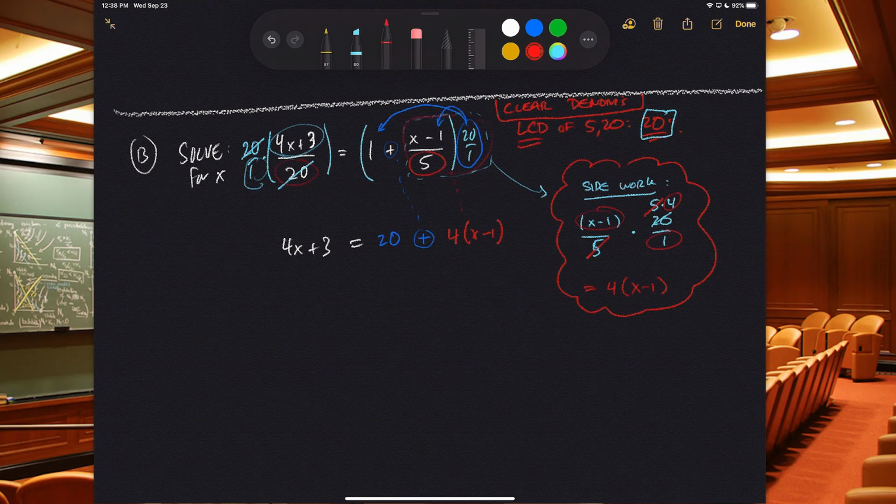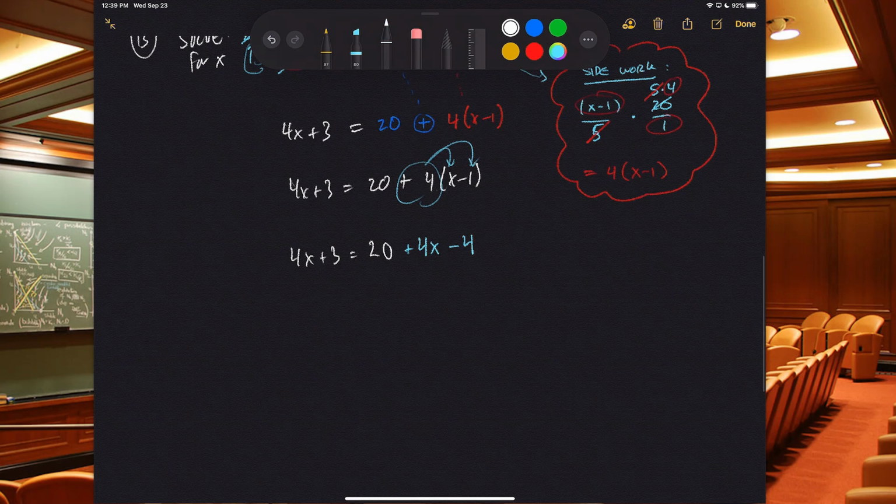So now this looks like a more typical linear equation where we just need to distribute, collect terms, and go from there. So 4x plus 3 on the left is 20 plus 4 times x minus 1. Distribute. Everything else stays the same. Positive 4 times x is plus 4x. Positive 4 times a negative 1 is a minus 4. And then from here, combining like terms, 20 and minus 4 leave us with a 16 positive.